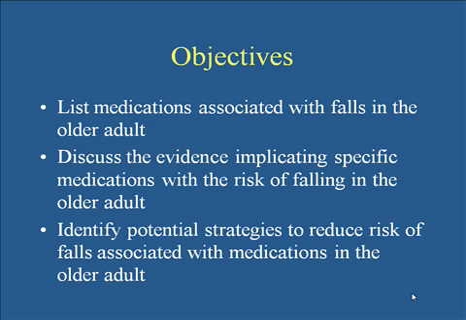The objectives are listed on your screen there, and we're going to talk mainly about three specific objectives. I want to give you a list of medications associated with falls in the older adult. There's a lot of lists out there, and a lot of places that have developed lists and criteria, the Beers criteria, the ACOVE criteria, etc. But we're going to talk not only about the lists that are out there, but also about what the evidence is. What good evidence, or what evidence at all, do we have implicating specific medications and their risk of increasing falls in older adults.